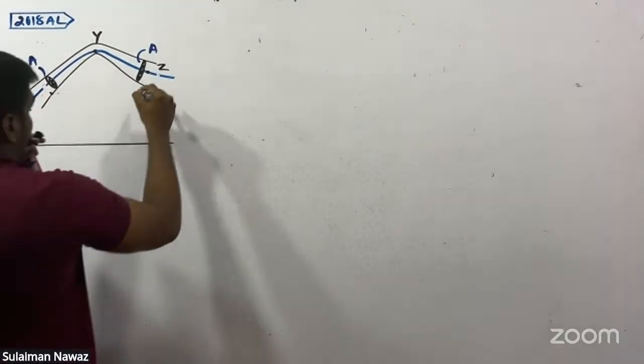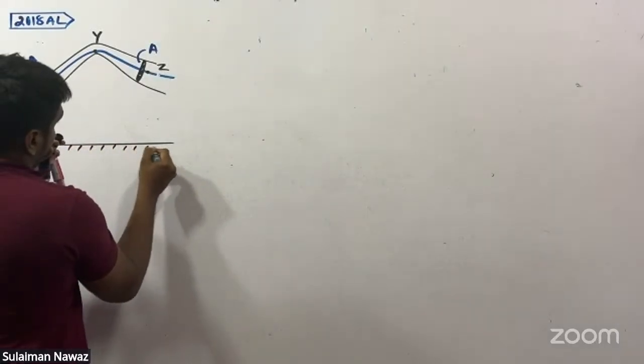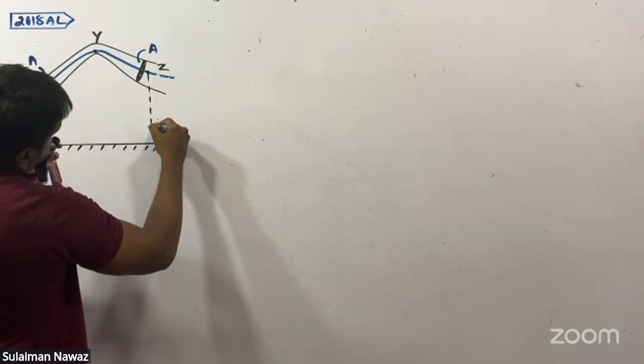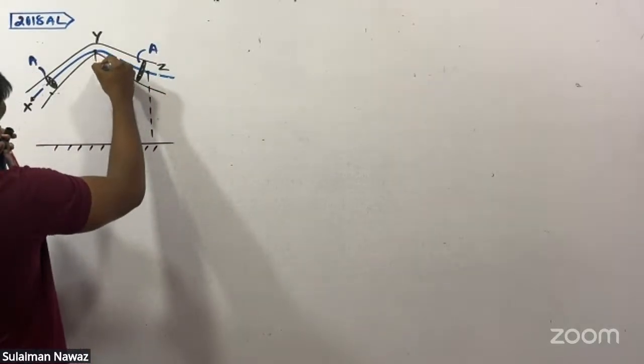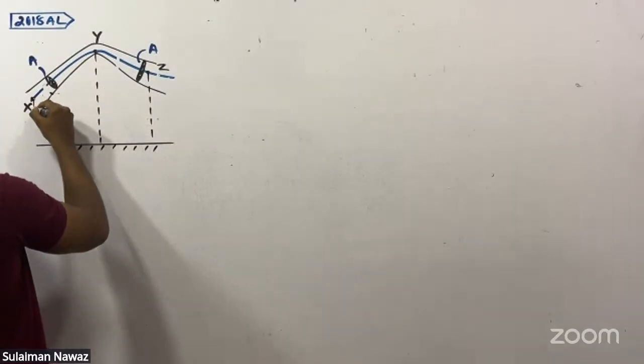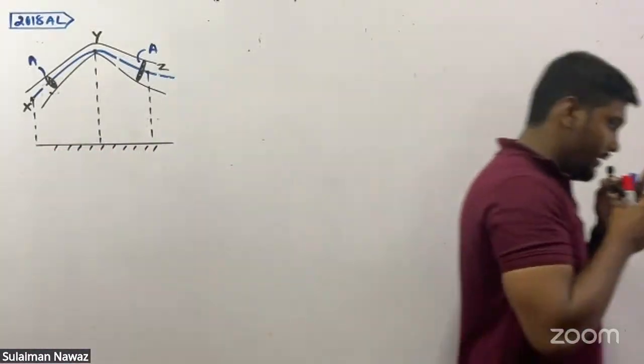So when you mark the vertical heights from the ground to points capital X, Y, Z, you can understand some stories clearly.